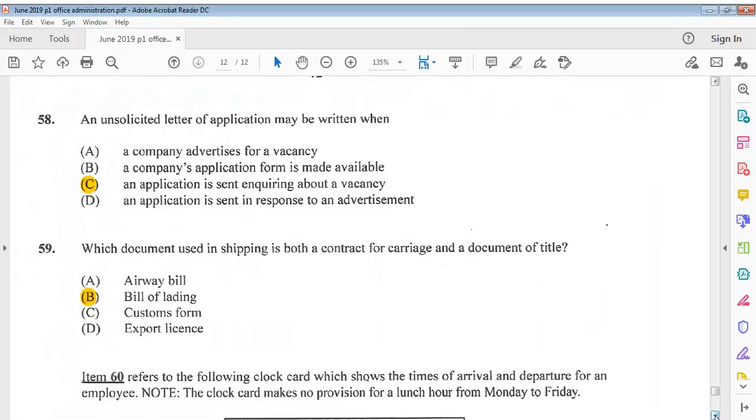Let's move on to question number 59. Which document used in shipping is both a contract for carriage and a document of title? So we know it's a bill of lading, right? So it's not A, airway bill, it's not C, customs form, it's not D, an export license. So our answer would be B, bill of lading.